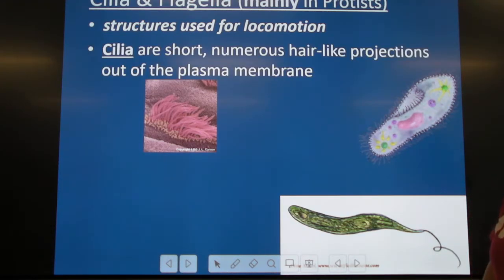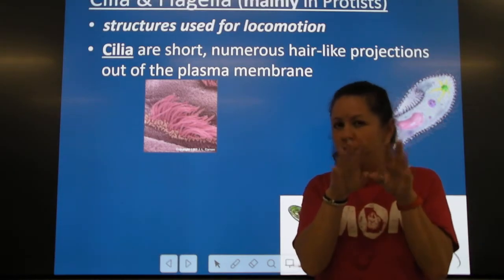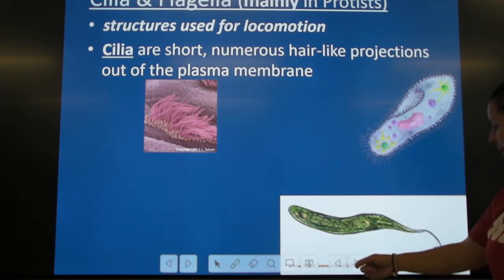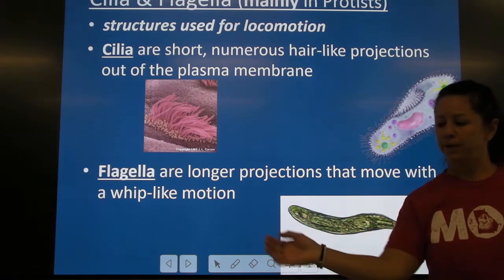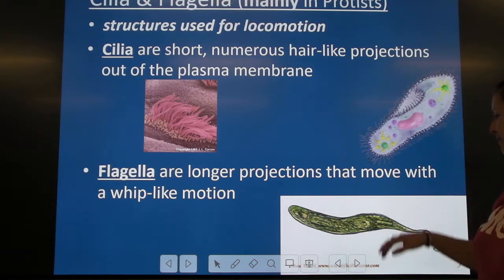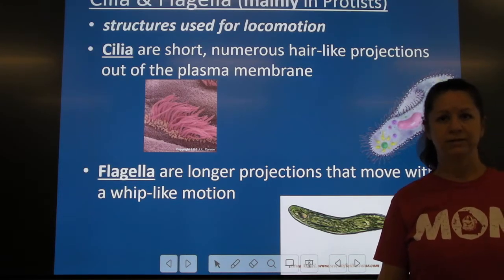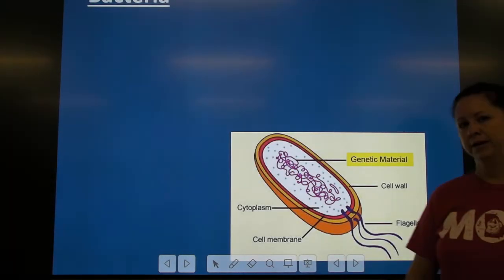All right, cilia are little short, numerous hair-like projections that come out of the plasma membrane. So all these little wiggly-looking things around the edges. Little short ones, lots of them. They move around. That is cilia. And then a flagella are longer whip-like projections. And they literally move with a whip-like motion, flapping kind of back and forth. That's how they move. I think of flagella moving a lot like a tadpole's tail. That's how flagella work.